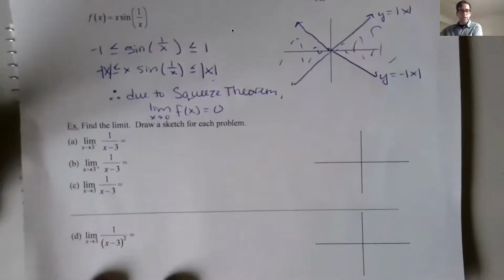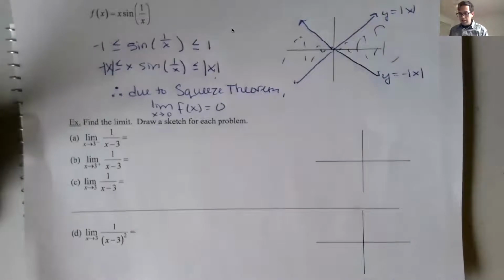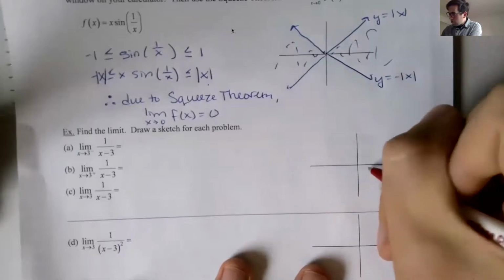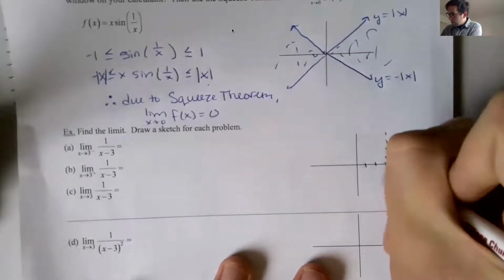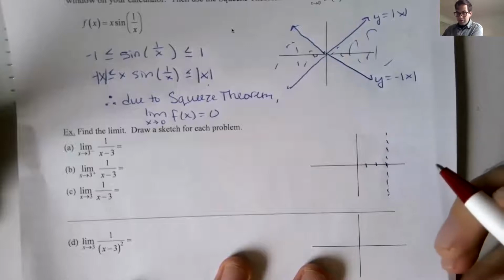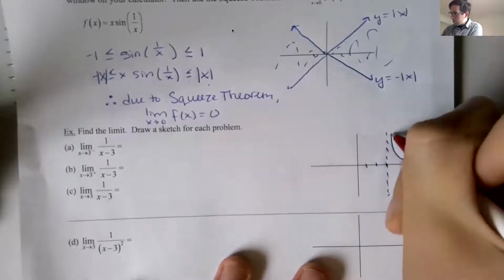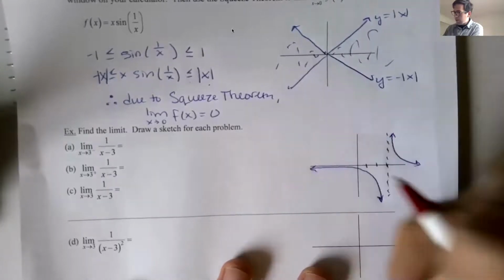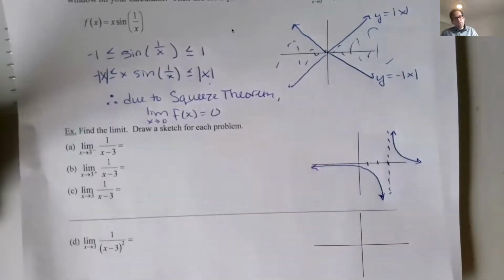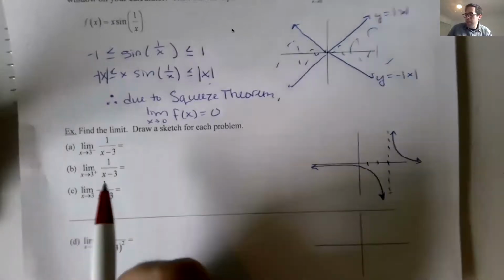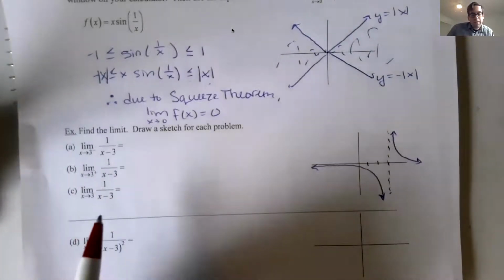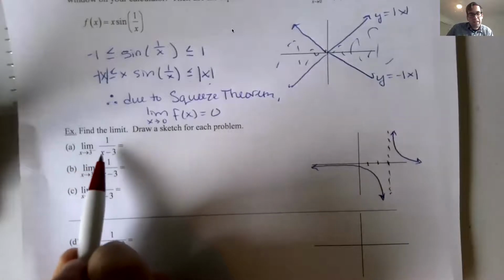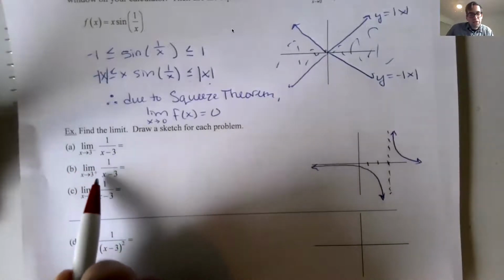Let's keep going here. Next example, find the limit, draw a sketch for each problem. So the first three questions here, A, B, and C, all are talking about 1 over x minus 3. If we take a look at that graph, it has a vertical asymptote at x equals 3. And the curve looks like this on this side, and it looks like this on this side. Again, that's a rough sketch, but that's what we're working with here. So let's take a look at what we have. If you forget, this little tiny minus sign here means that we're approaching the limit as x approaches 3 from the left, and the plus means x approaches 3 from the right.